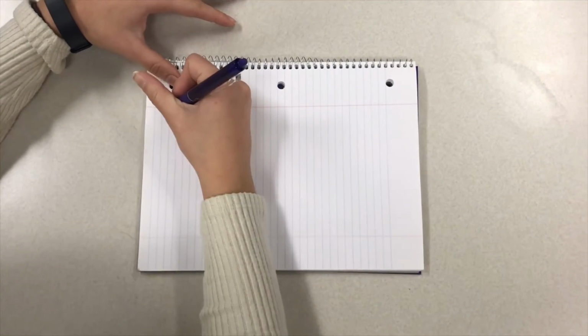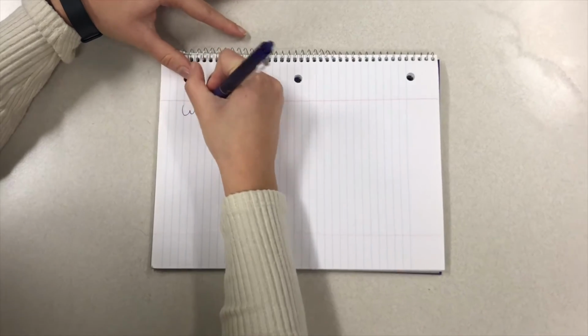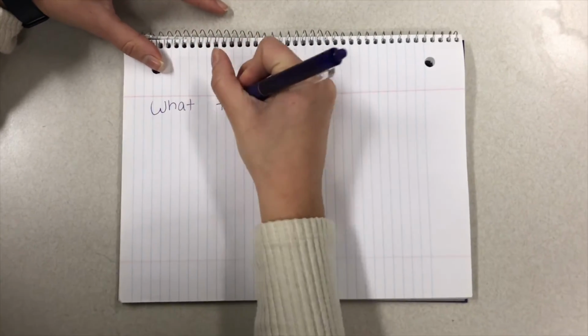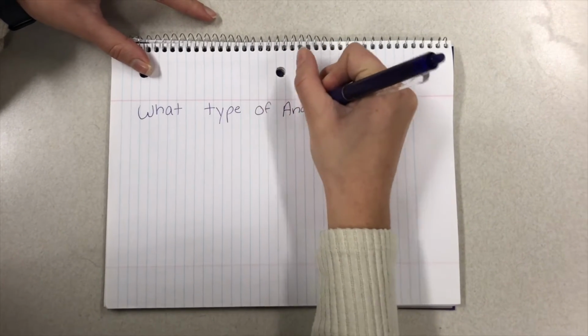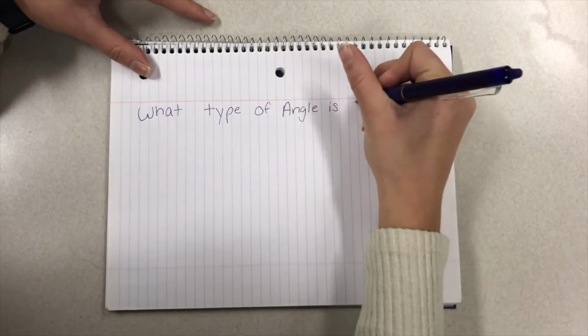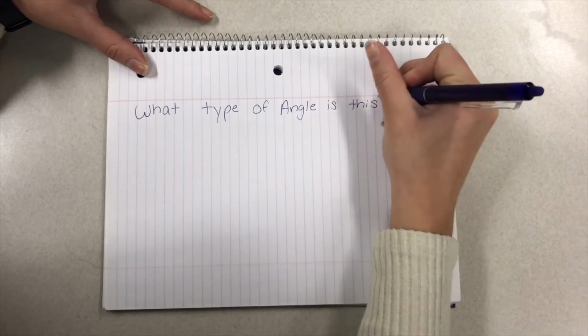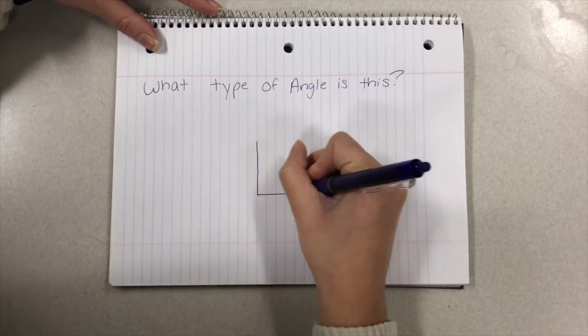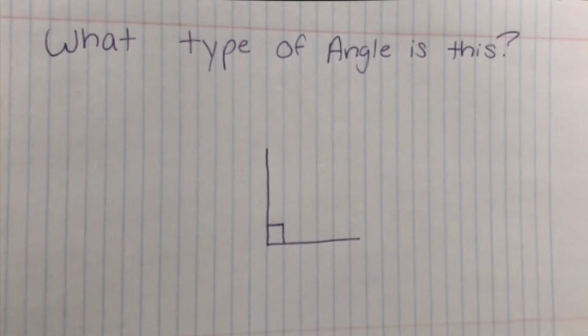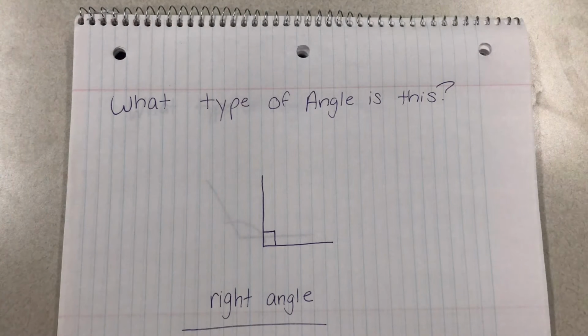Now it's time to practice what we've learned. So in this video, we're going to see an angle being drawn, and we have to decide if it is an acute, an obtuse, or a right angle. What type of angle do you think this one is? This is a right angle because it's 90 degrees.